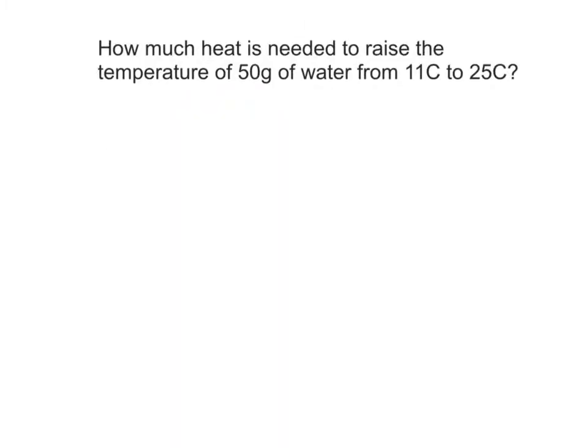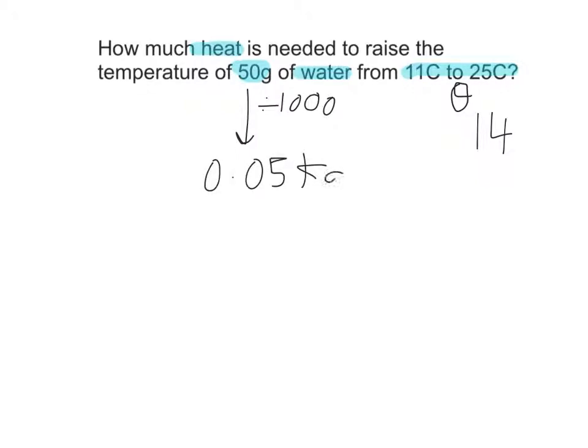So this question here is asking how much heat, so how much energy is needed to raise the temperature of 50 grams of water from 11 degrees Celsius to 25 degrees Celsius. So you're given some information in the question. You're given your temperature change, so that symbol theta. Temperature change here is 14 degrees Celsius. It says 50 grams, but remember we want to convert from grams to kilograms, so make sure you divide by 1,000, and that should give you 0.05 kilograms.